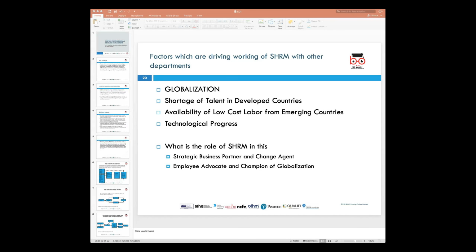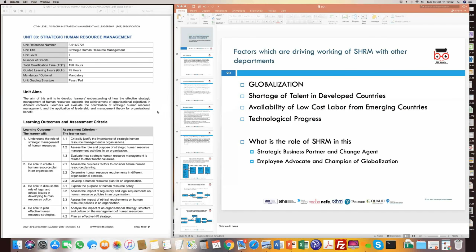So I'm going to stop here at this moment, but what we've done in this particular session is primarily looked at the first learning outcome. We've covered learning outcome 1, which is to understand the role of SHRM, and some of the assessment criteria, which is looking at tasks 1.1, 1.2, and 1.3.